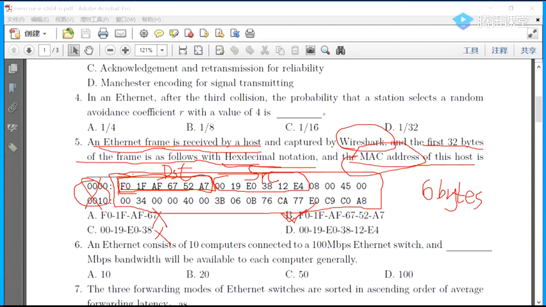If the number is changed in the final examination, I believe you can determine which one is the answer, right? It's very easy.